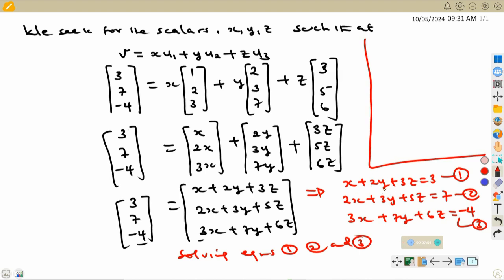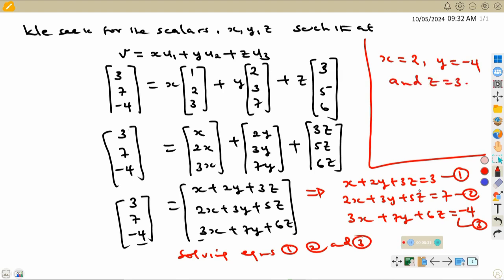We know how to solve this. You can use Echelon form, that is Gauss elimination, Gauss-Jordan. You can use elimination method, substitution method, any method of solving the 3 equations. We have so far looked at how best we can solve 3 equations using various methods. So solve these equations 1, 2, and 3, and get the values. x will be 2, y will be negative 4, and z will be 3.